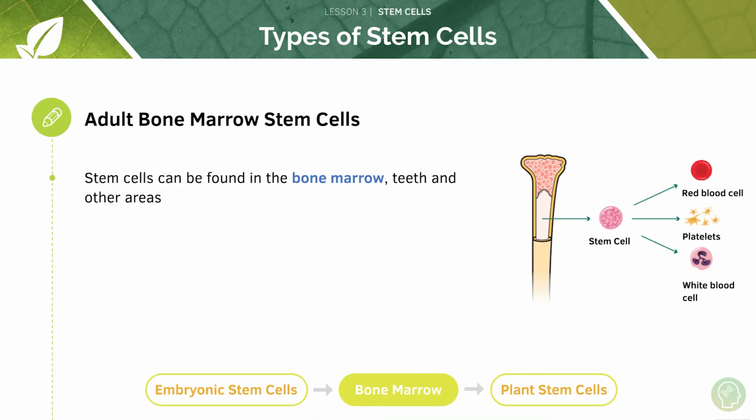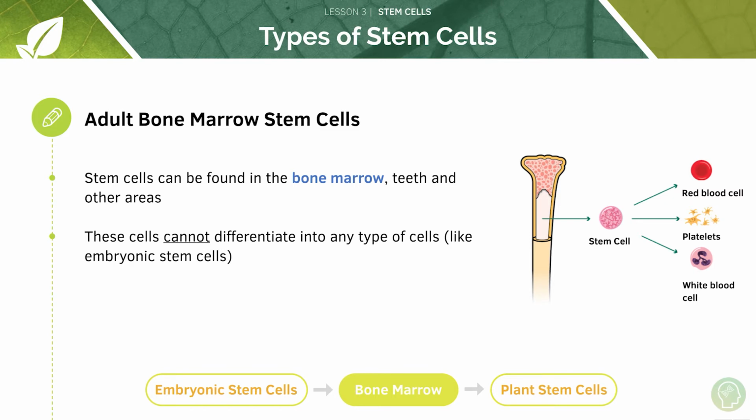So, next specification point. Adult stem cells are found in only a few places, so the bone marrow and the teeth, to name a few of these. So these cells cannot differentiate into any type of cell. So that's a crucial difference here. Embryonic stem cells, remember, can differentiate into any type of cell. But your adult bone marrow stem cells can't do this. Instead, they can only differentiate into a select few types of cells, especially blood cells. So your red blood cells, your platelets, which are responsible for clotting, and your white blood cells, which contribute to immunity.